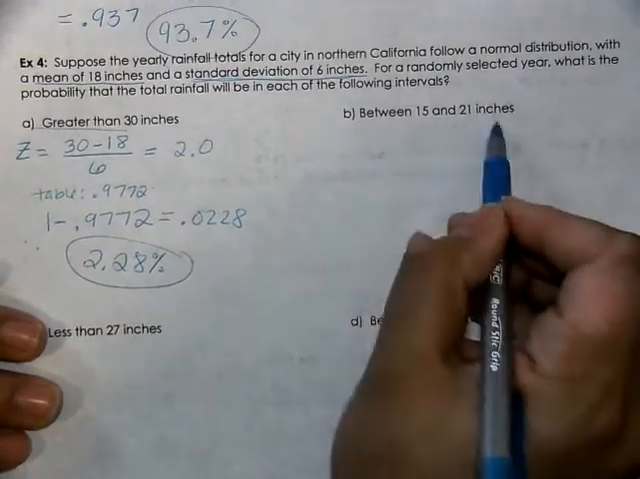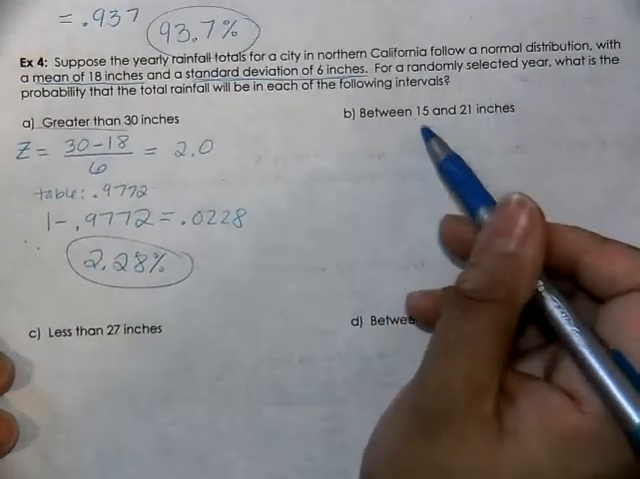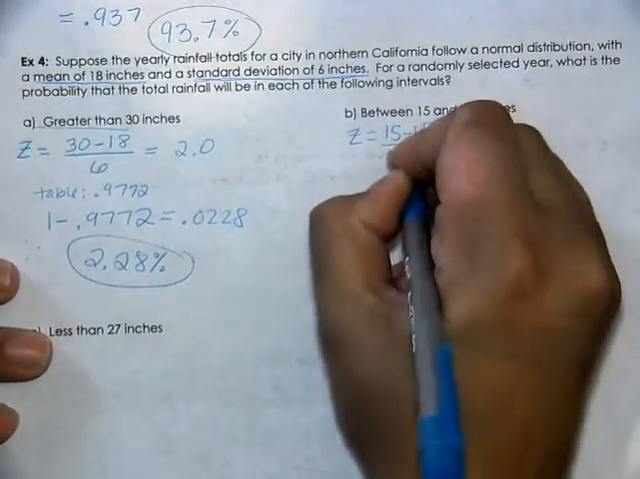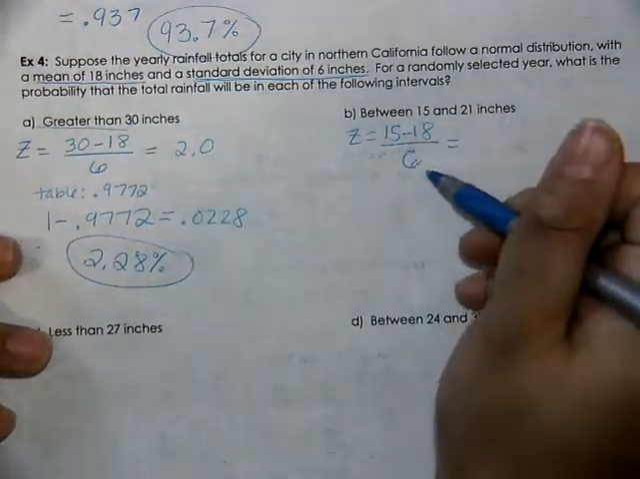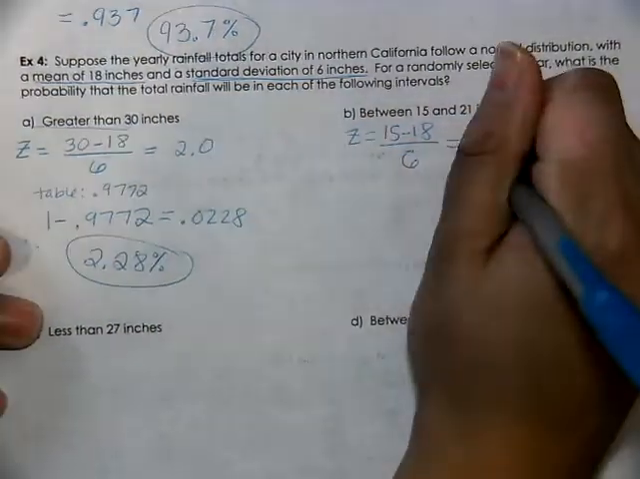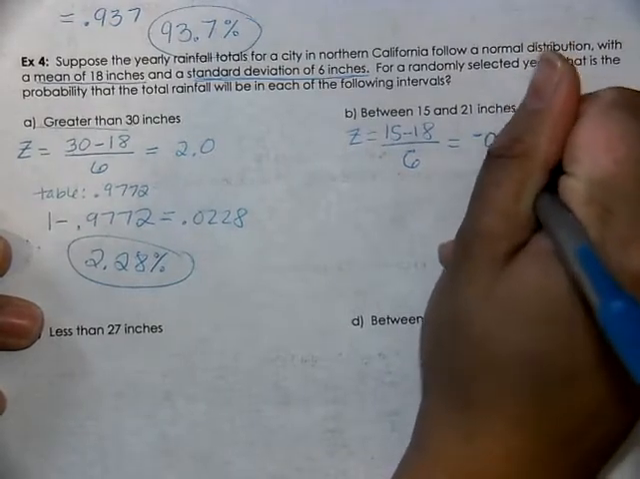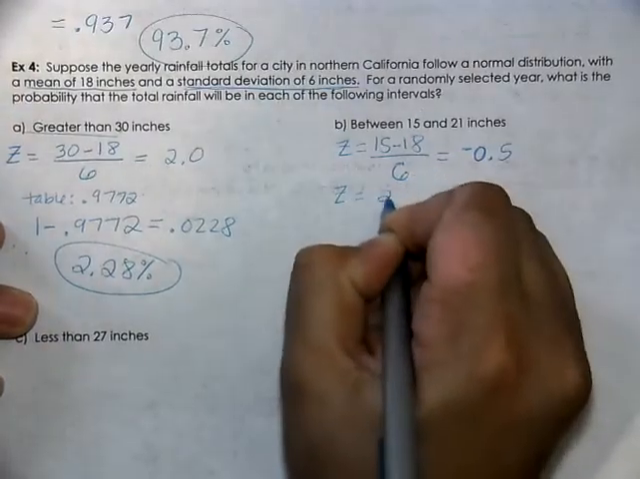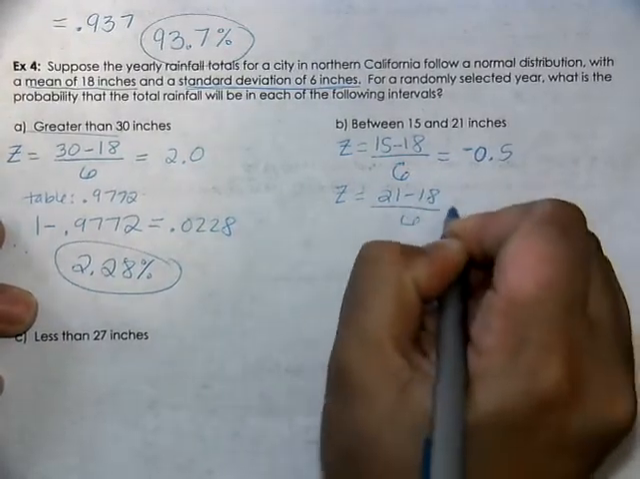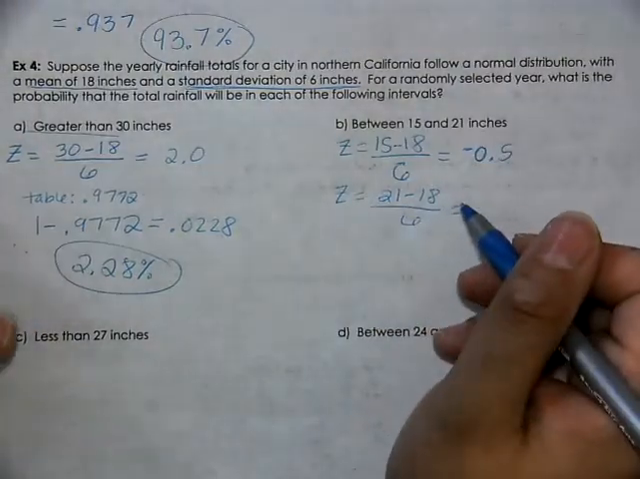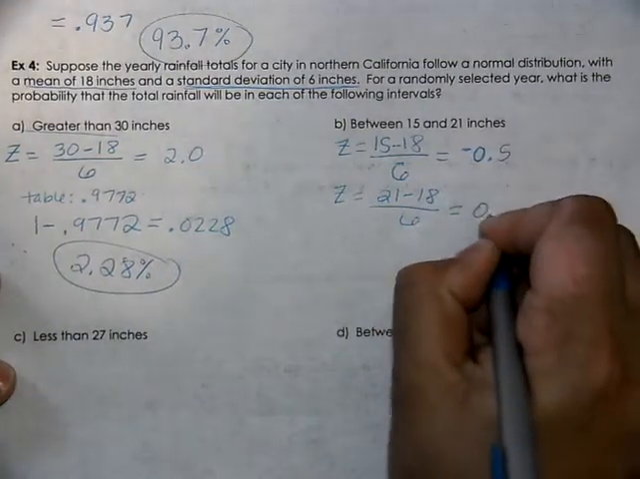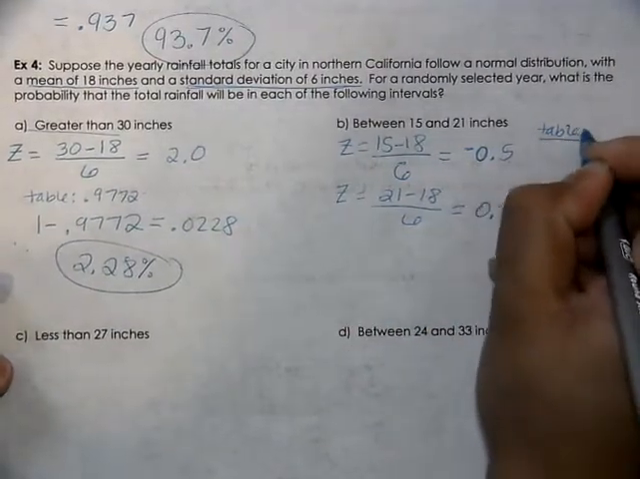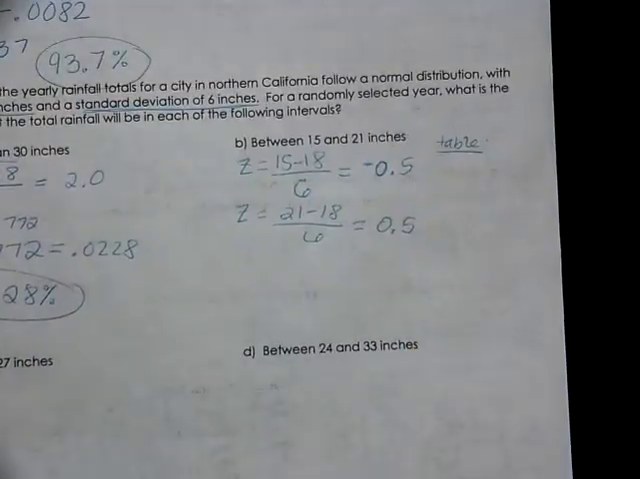We need to now find the z-scores for both of those, because that's how we're going to subtract the two numbers from the table. So we'll do the z-score for 15 and find that answer. This one comes out to a negative 0.5, and I would write it as negative 0.5 because you can find that easily in the table. Same thing for the second z-score, use 21. So this one comes out to a positive 0.5. So we need to find both those numbers in the table, and I'll write them right here next to them. So from the table, here were the numbers that we get.